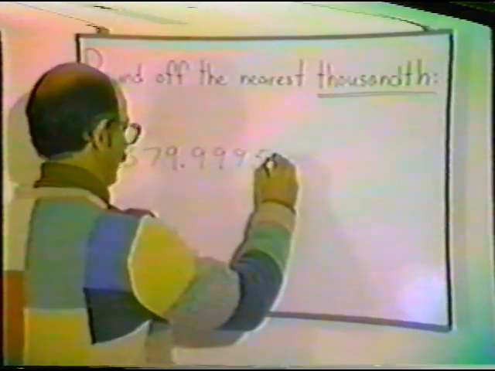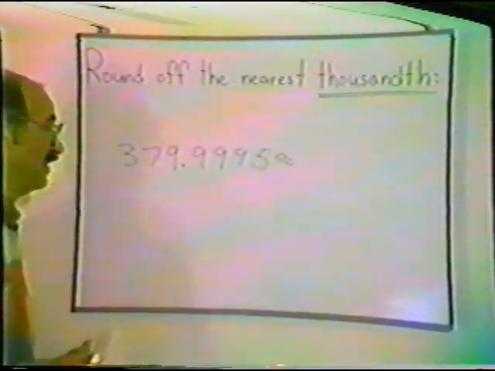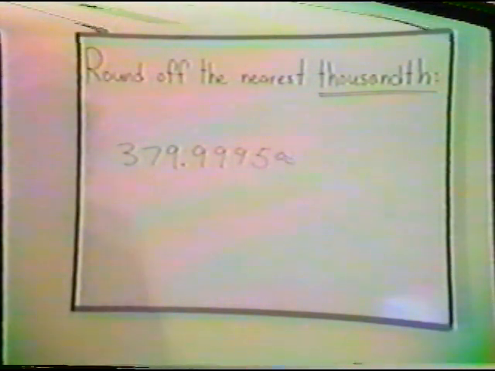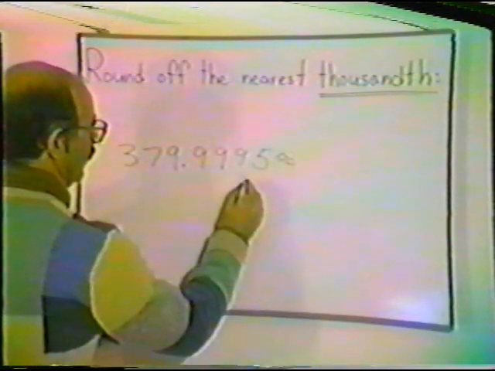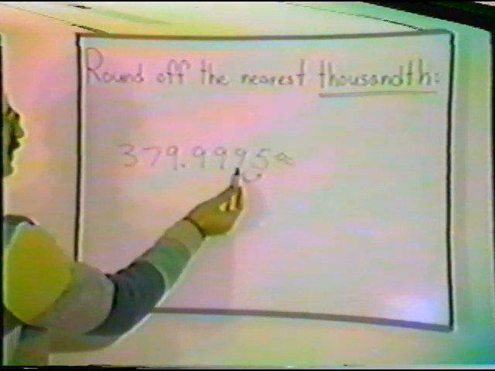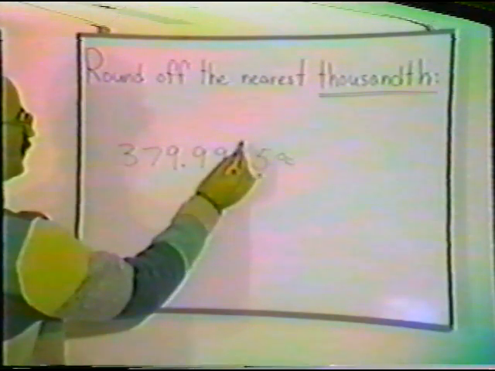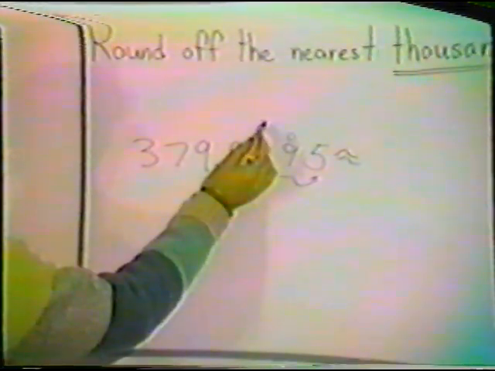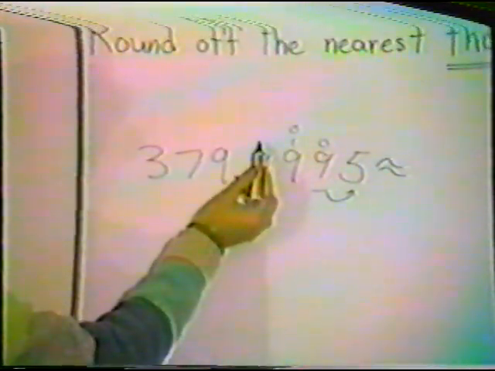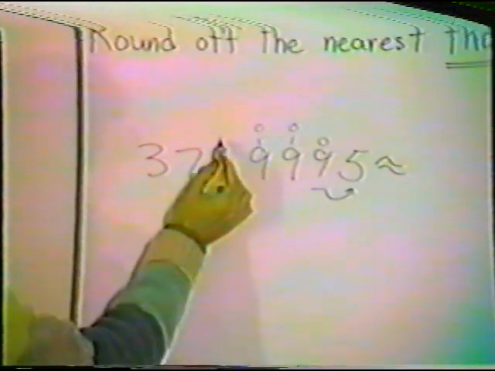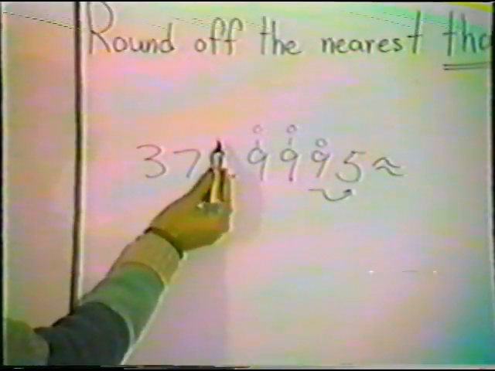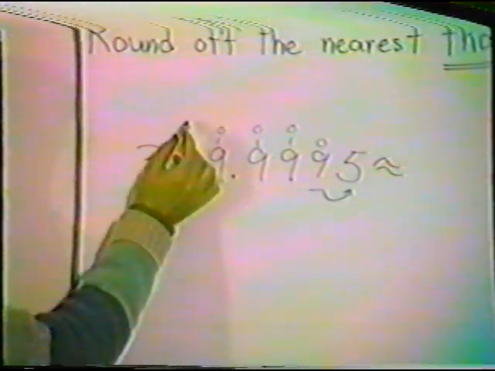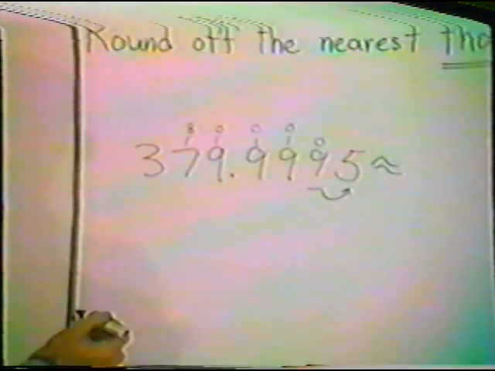379.9995. I think everybody already knows what's going to happen to this one. Which number is in the thousandths place? 9. And we all know it's this one. The 5 tells us that the 9 goes up to 10, we carry the 1. 9 plus 1, 10, carry the 1. 7 plus 1, 8. No more numbers to carry.